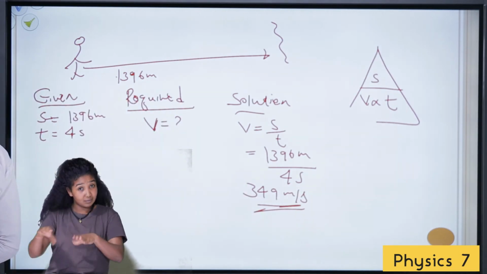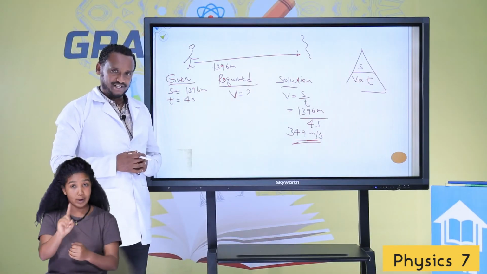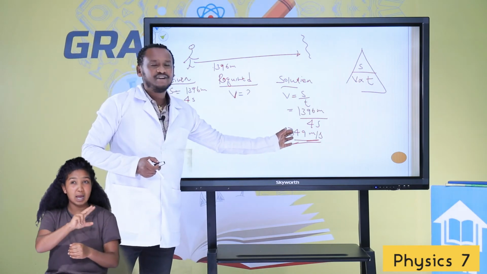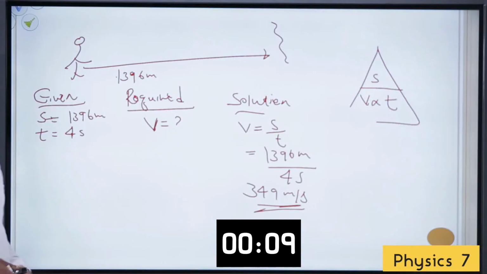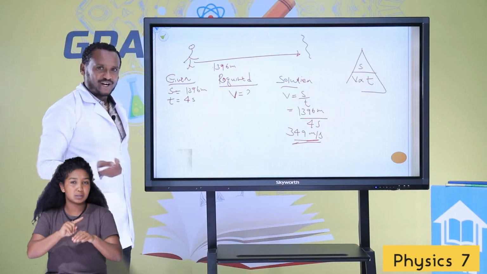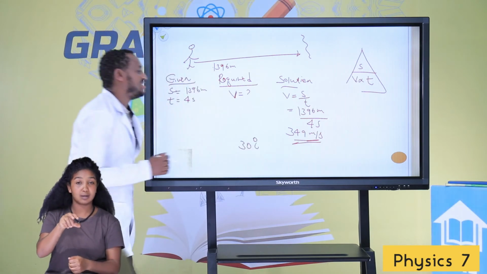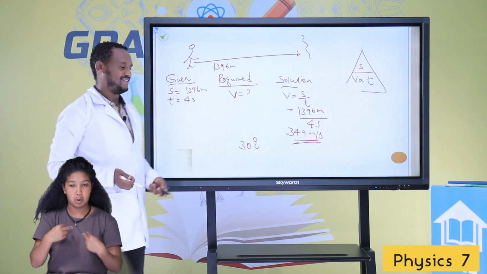Is it clear, students? Very good. Now I will ask you one question. At what temperature is the speed of sound 349 meters per second? Please try it. You are right, students. At 30 degrees Celsius, the speed of sound is 349. We have done this before.